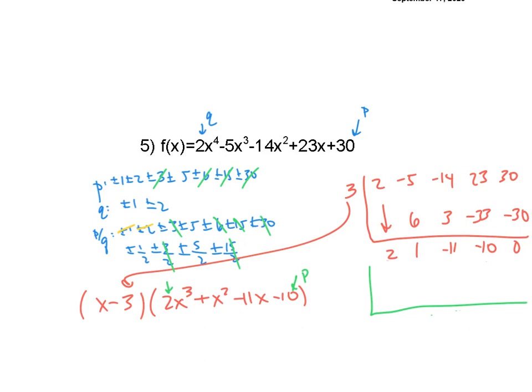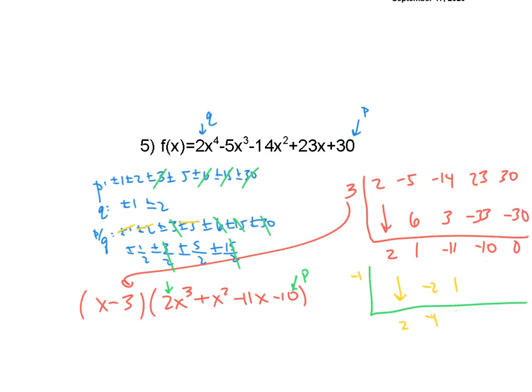Maybe I'll try a negative number. Okay, I know not to try 5. All right, what if I try a negative number? Maybe I'll try negative 1. How about negative 1? I bring down my 2. I add, I get negative 2. I multiply, or I add, I get negative 1.